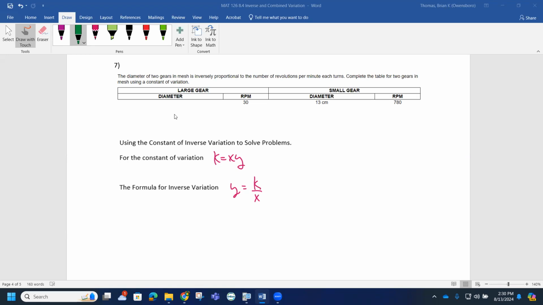So notice how we have the large gear, the diameter we don't know, but we do know it spins at 30 RPMs. The small gear is 13 centimeters and it has 780 RPMs. So the constant of variation, what we could do is multiply these two units together, looks like, but I'm not as familiar with the constant of variation just yet. So let's play this out as a proportion to start with. Let's see if this plays out the same way.